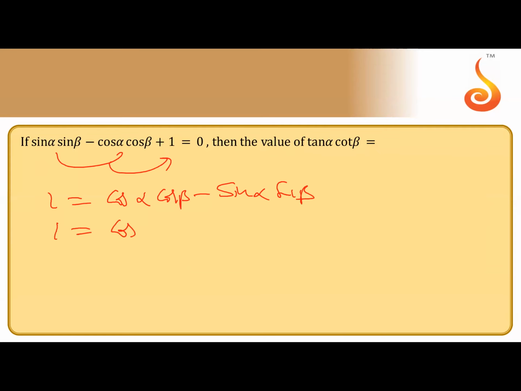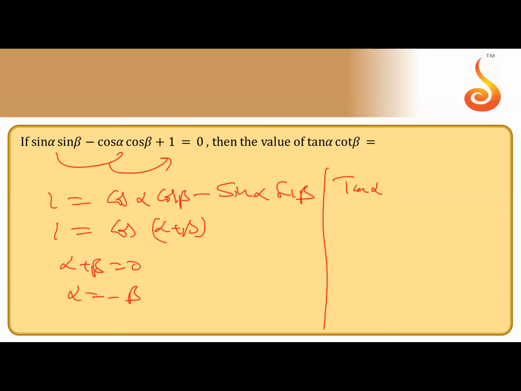So 1 equals cos of alpha plus beta, because you know cos A cos B minus sin A sin B is cos of A plus B. So cos value is 1 means the angle must be 0. Alpha plus beta equals 0, so alpha equals minus beta. Now substitute there.